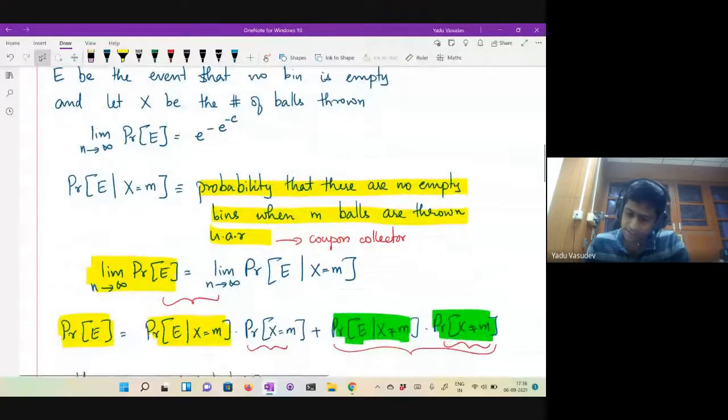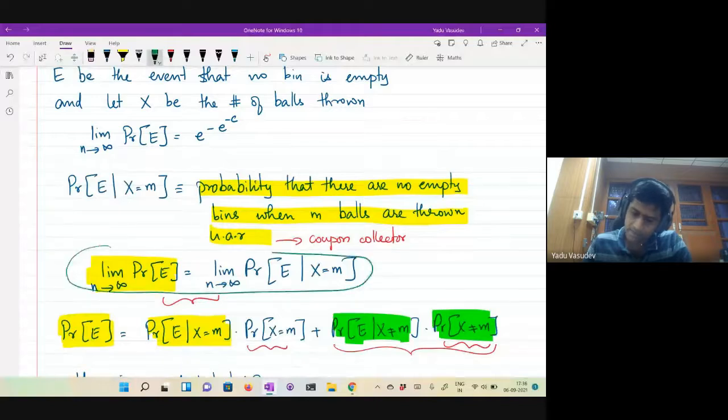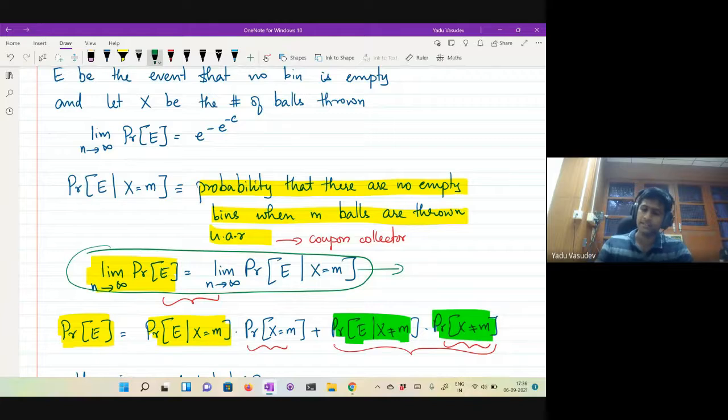So it implies this statement here. And by the Poisson approximation, this tells you the probability that when you throw m balls, there are no empty bins, which is what we wanted to analyze in the case of the coupon collector. Any questions regarding this analysis? Anything that you want me to go over again?